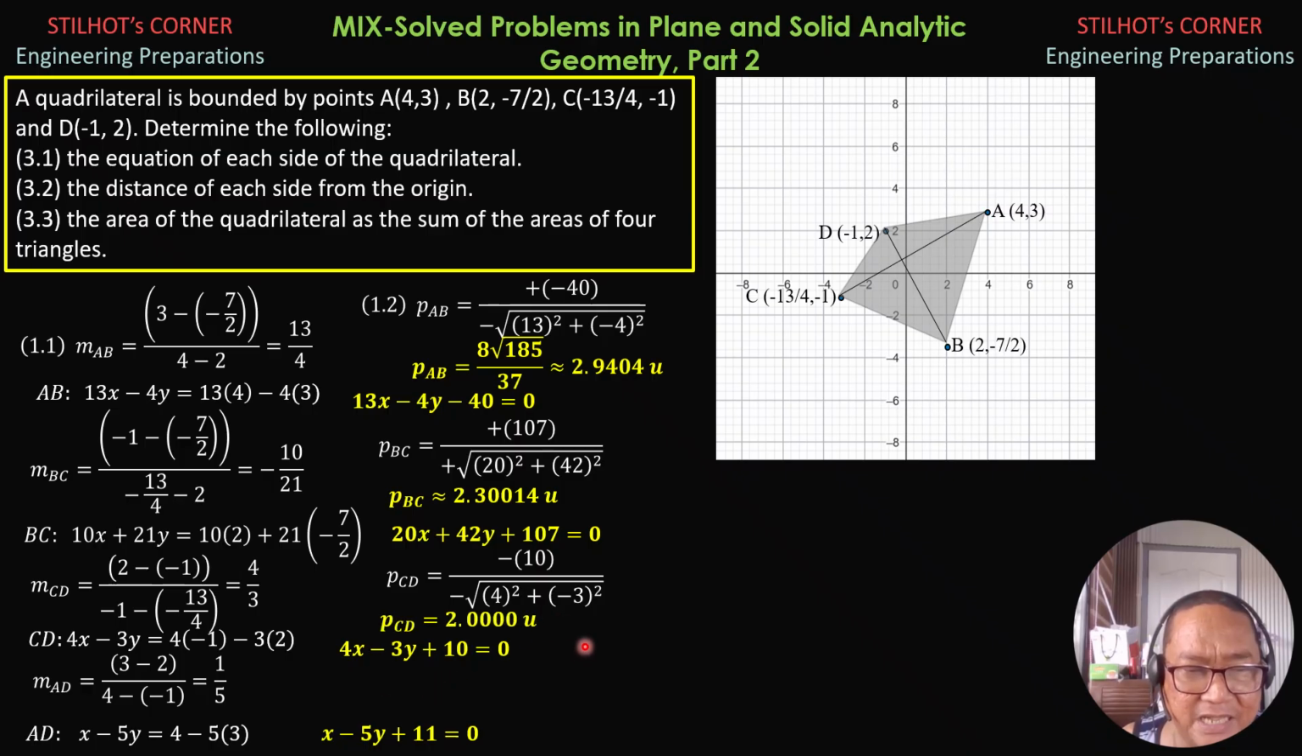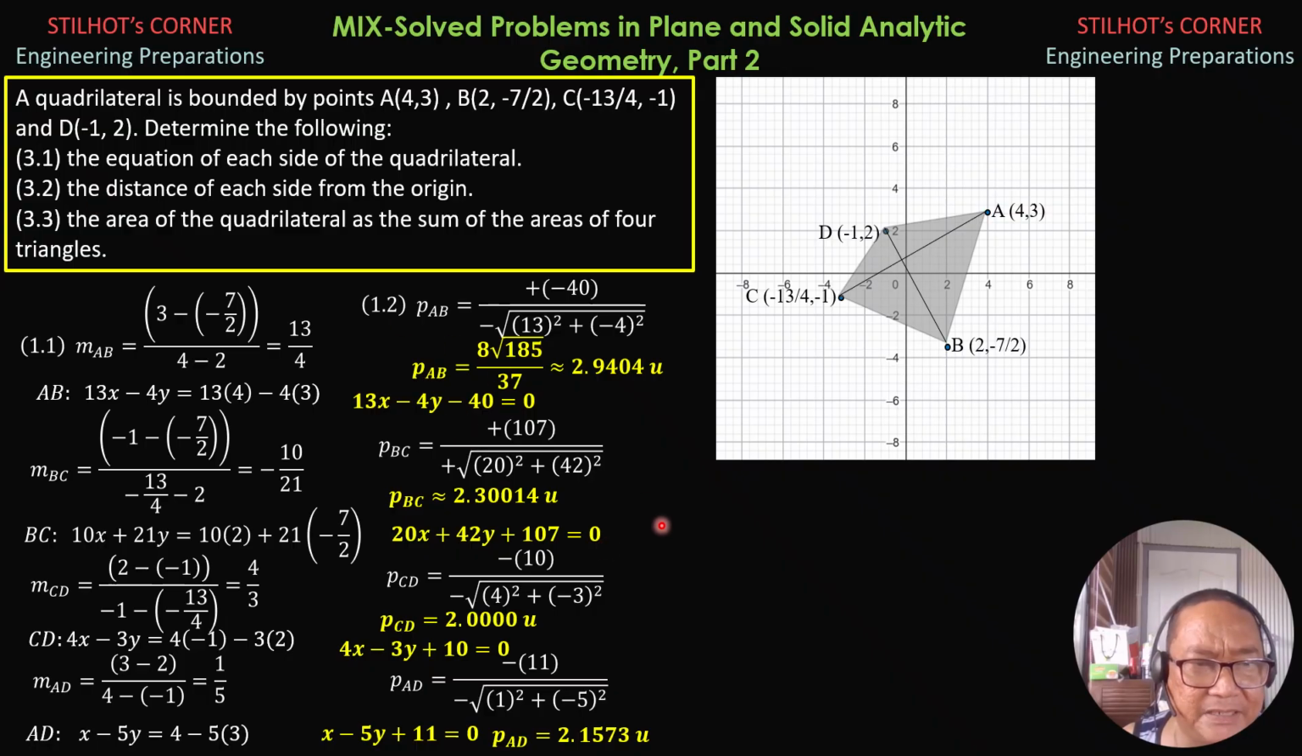Then finally, for the distance of the origin from AD, the origin is below, so negative of 11 over negative of the square root of 1 squared plus negative 5 squared, and that is 11 over square root of 26, or in decimal, that's 2.1573 units. So that's for part 3.2.